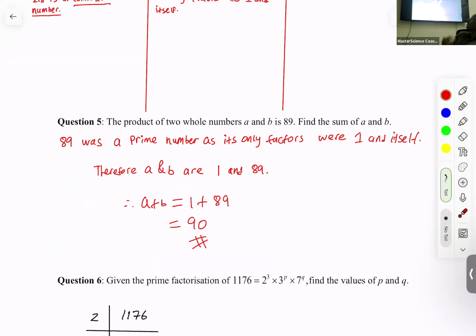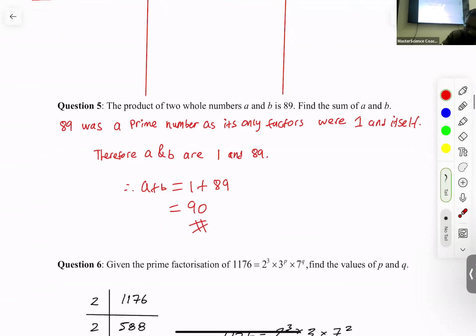Happens. I'm one example. So 89 was a prime number, was. Why is was? Should be is. So this fellow never pass English. Anyway, the one in red was not written by me. 89 is a prime number as its only factors are 1 and itself. Why is it all in past tense? Therefore, A and B are 1 and 89. Okay.